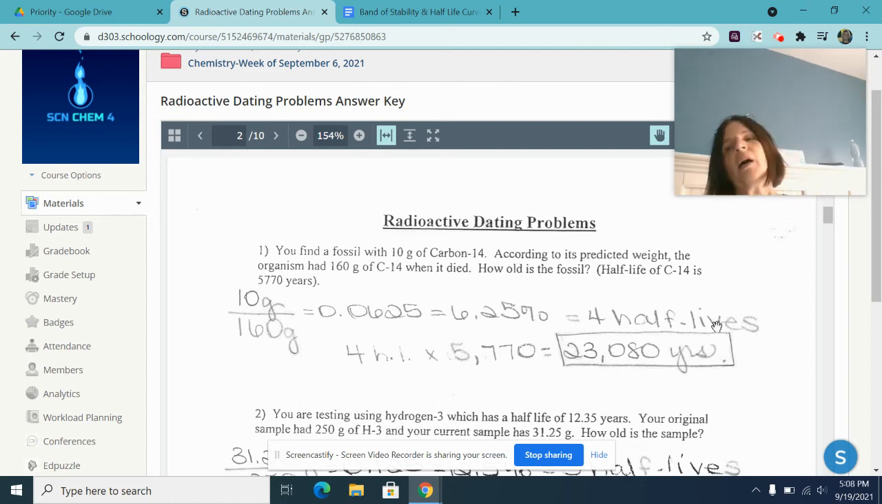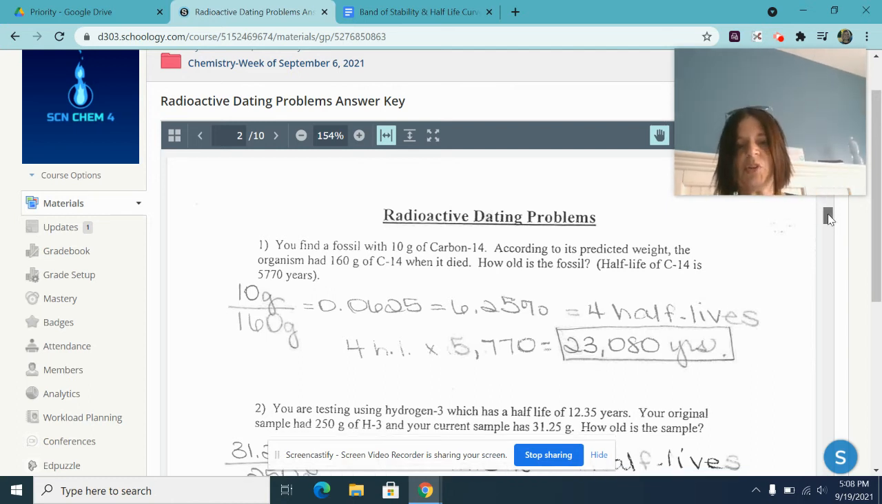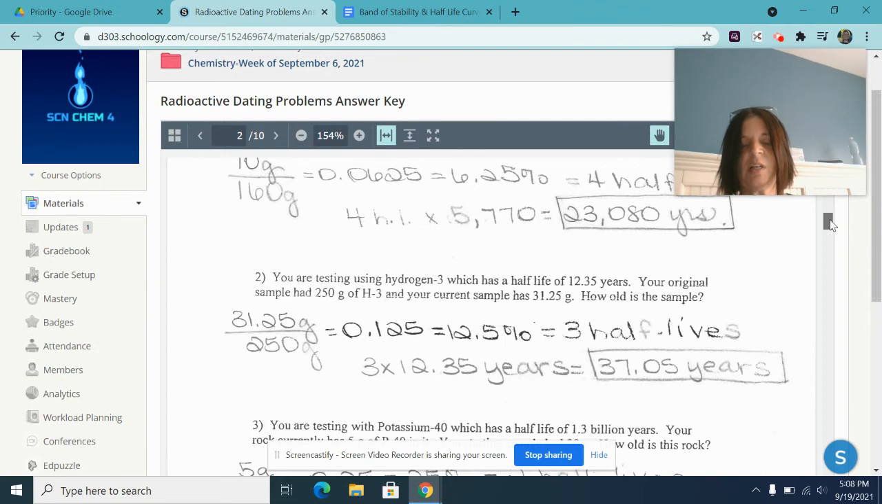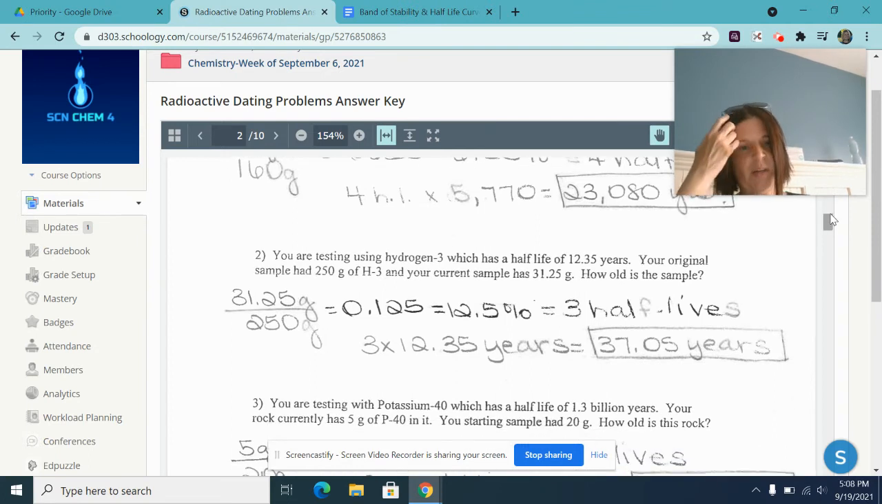Again, with problem number 2, we're testing a different isotope, hydrogen-3. The half-life is different. Every half-life is going to be different. This half-life is 12.35 years. It tells us that our original or then sample had 250 grams, and our current sample has 31.25 grams. And again, it wants to know how old the sample is.